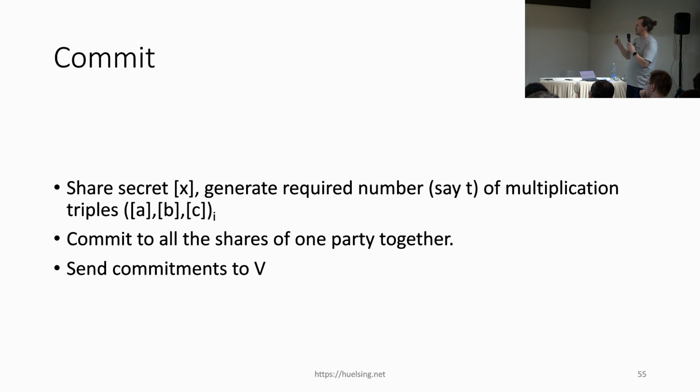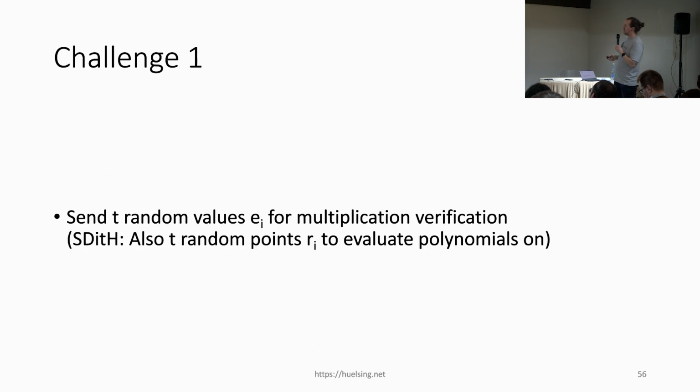So that means, in the beginning, I share my secret x, I generate the required number of multiplication triples, and I commit to all of these per party. Right? So I take all the shares from one party, put them together, commit to them, and this gives me one commitment per party. Then I send all these commitments over to the verifier. In response, the verifier sends me these t random values e, these multiplication masks, and in case of SD in the head, t additional random points on which I am asked to evaluate the polynomial.